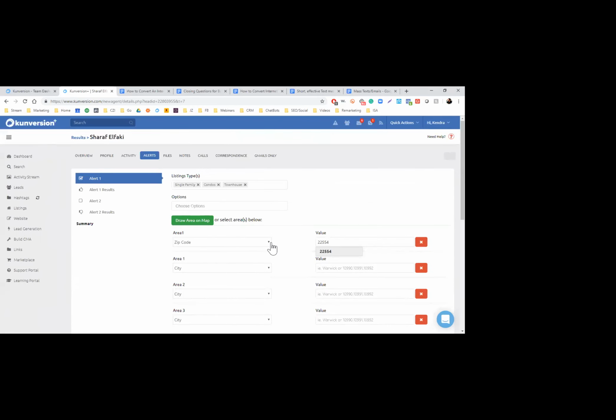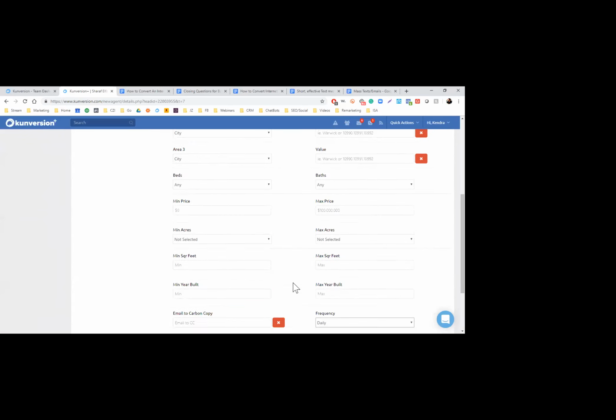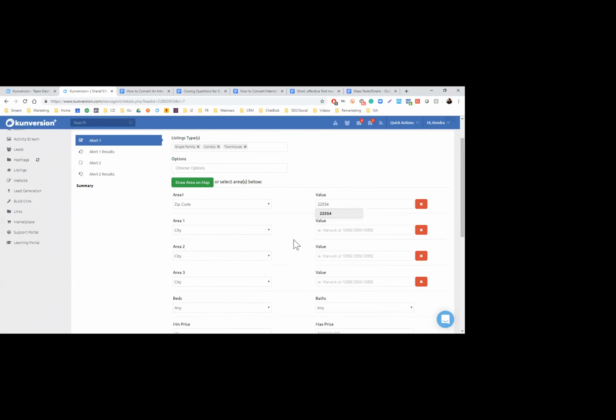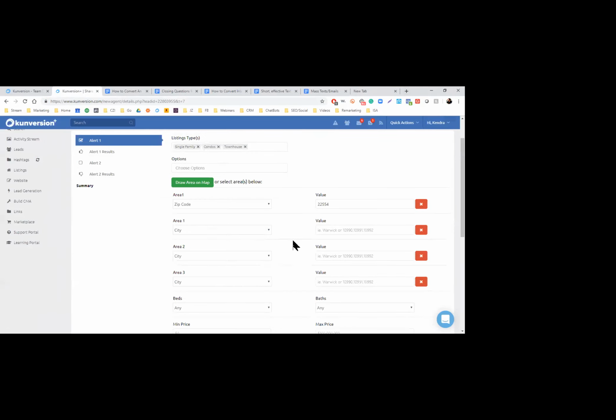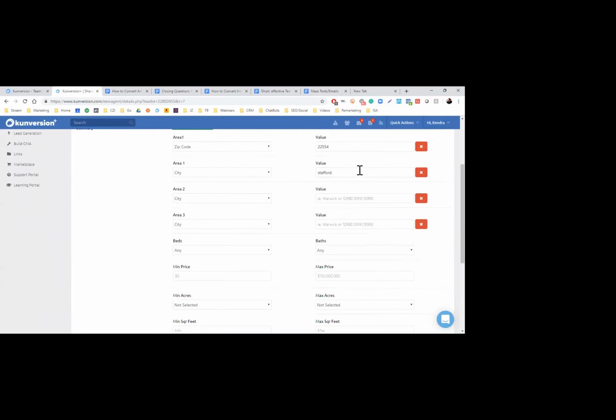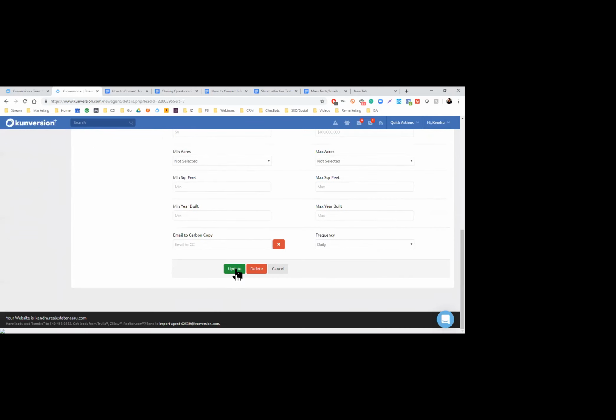Any other areas I should send her aside from Stafford? I don't know if there's only one zip code in Stafford, so I would change it from zip code to the city instead. There's 2 zip codes in Stafford, 22556 and 22554. So let's just do the Stafford city, which will cover both of those. I'm going to scroll down and hit update.